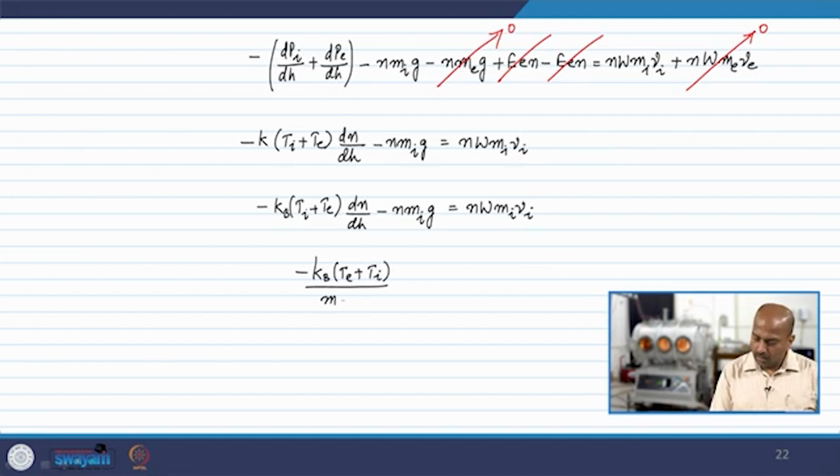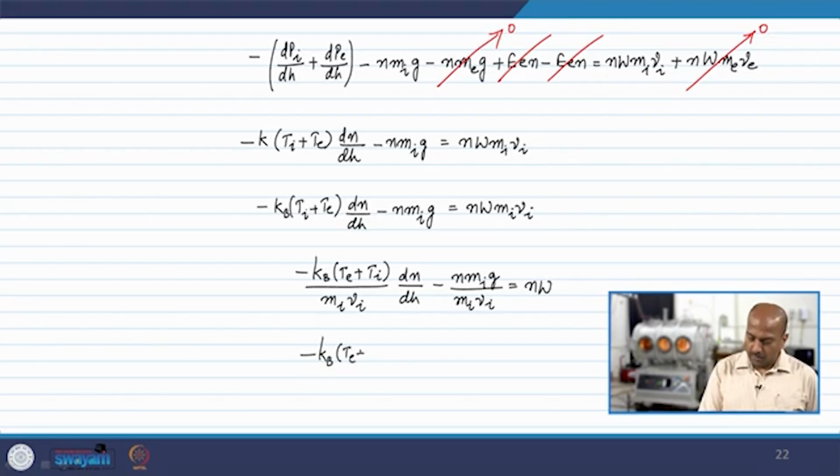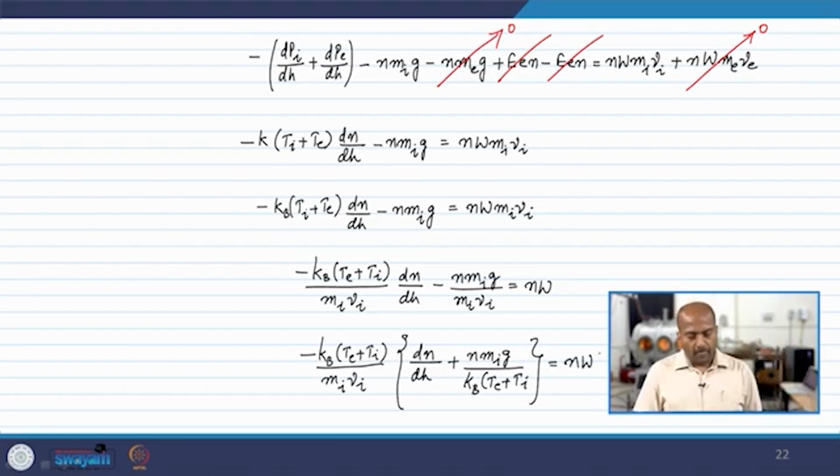Minus kB (Te plus Ti) divided by Mi nu I times dN by dH, minus n Mi g divided by Mi nu I, or minus kB times (Te plus Ti) divided by Mi nu I is dN by dH plus n Mi g divided by kB (Te plus Ti) is equal to n w, right.